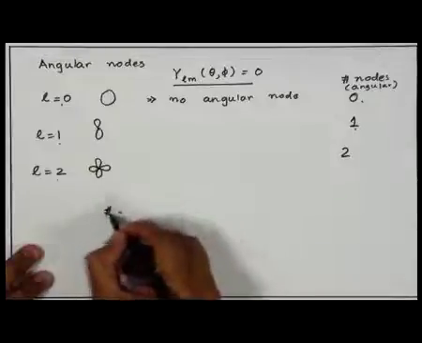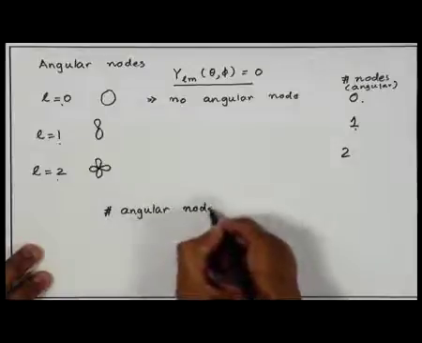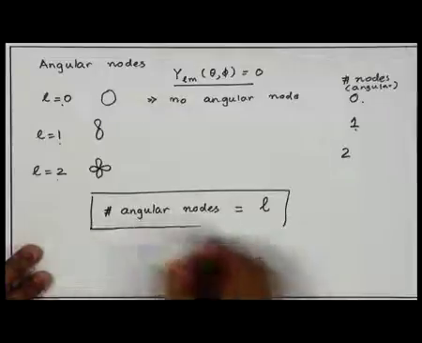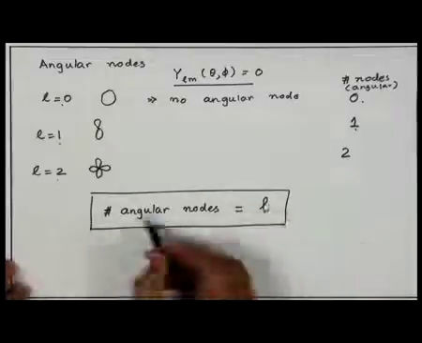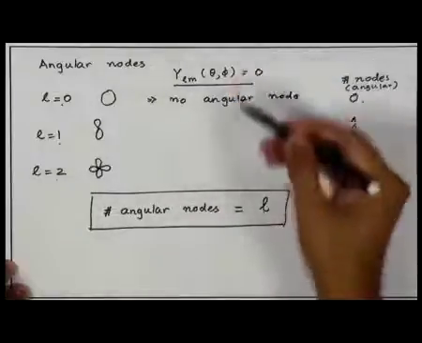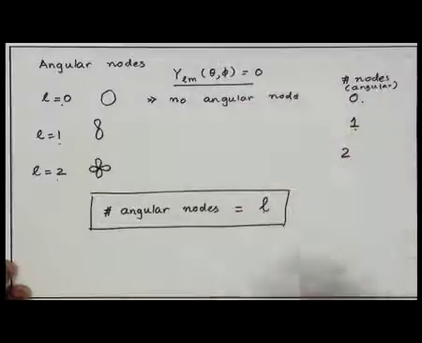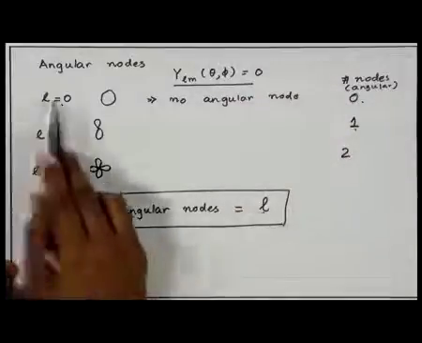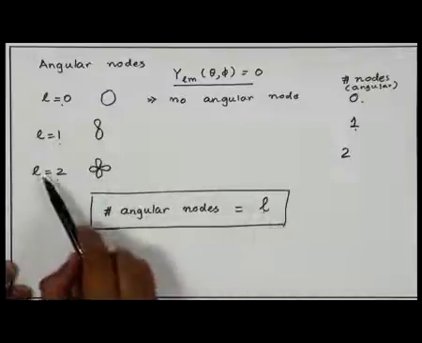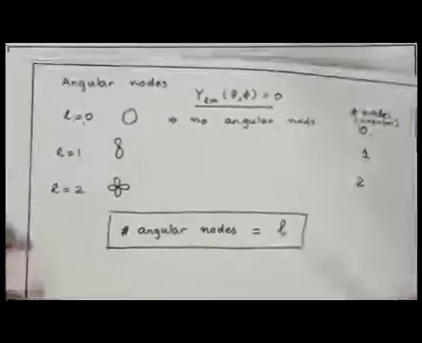So, we can in general write that the number of angular nodes is equivalent to the value of L. The value of L determines how many angular nodes there are, how many regions where the wave function vanishes because this component of the wave function is 0, and the answer is L. If L is 0 for an s orbital, there is no angular node. For a p orbital, there is one angular node. For a d orbital, there are two angular nodes. And next we discuss the radial nodes.